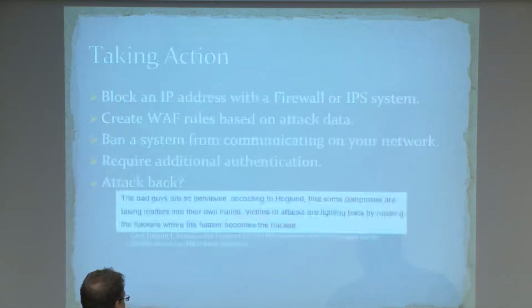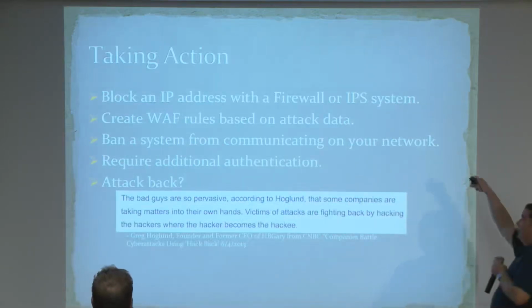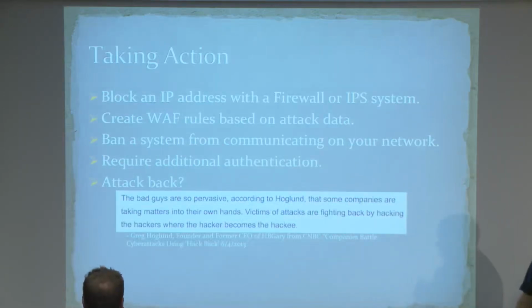In terms of taking action, we can do all sorts of things when we have these results. We could block an IP address with some sort of firewall or IPS system. We get back a list of things that they're doing wrong, send that off to our IPS or our firewall, and just say, let's block them. We could create WAF rules based on attack data, and if we've seen certain types of attacks, we can feed that data back in. We could ban a system from communicating on our network. We could require some sort of additional authentication and say, okay, you're doing some suspicious stuff on our network, so now let's do multi-factor authentication and require you to enter a PIN off your phone or something.